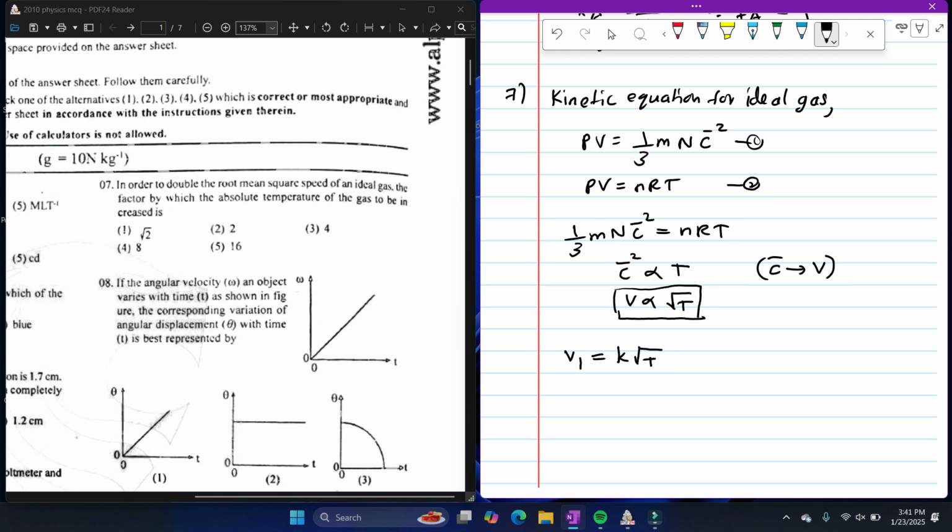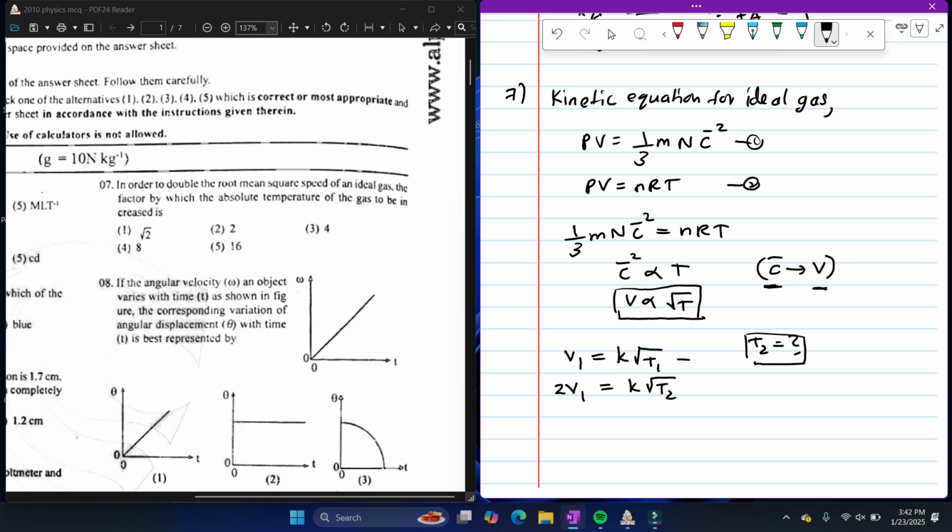and they say in order to double the root mean square speed, that is V, to double it, in the sense 2V1 equals K, a constant, and what will be the T dash value? Let's take this T1, let's take this T2 value. What they are asking is by which factor would T2 be changed.